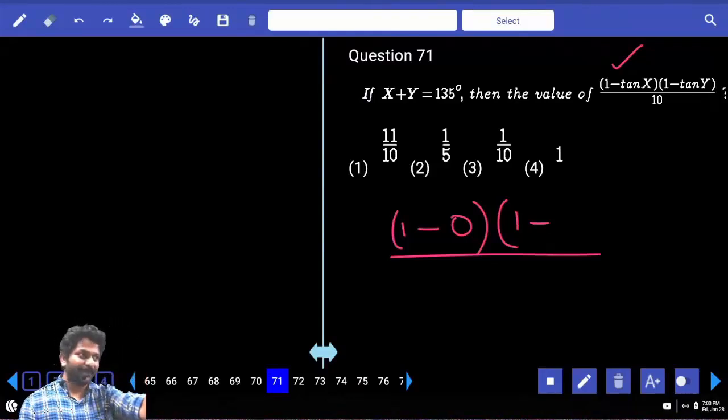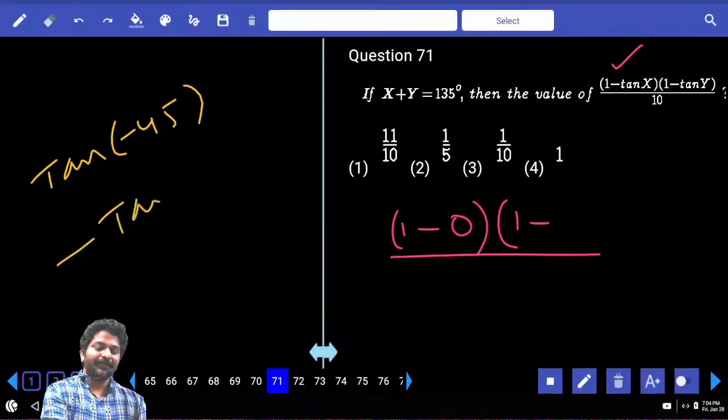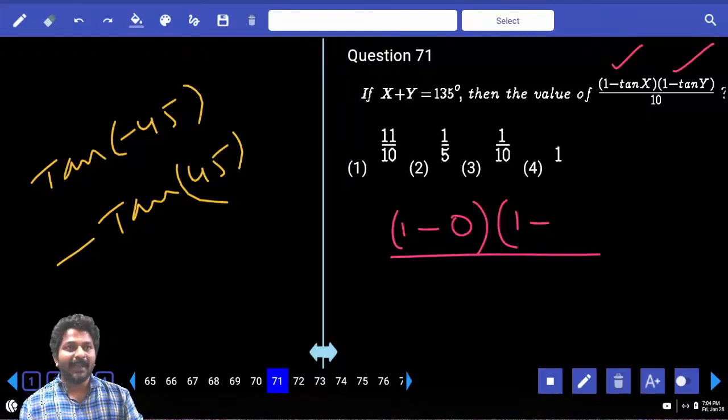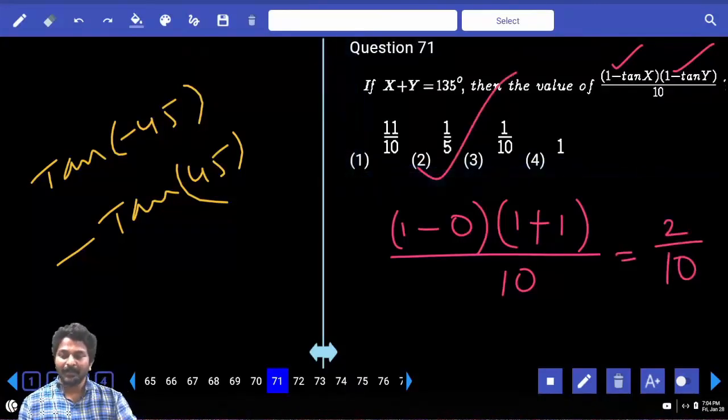-45, not +45. tan -45 is equal to -tan 45, right? So in that way we already have a negative number, a negative symbol. Minus of minus becomes plus. What is tan 45? Divided by 10. 1 - 0, 1. 1 + 1, 2. So numerator is 2, denominator is 10. Answer simplified value 1/5.